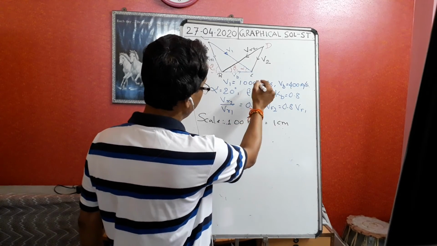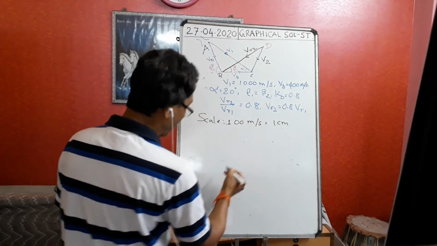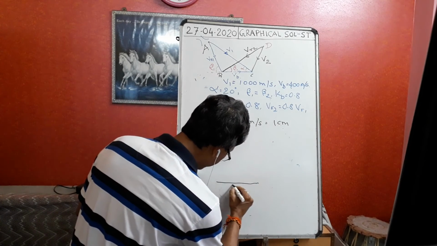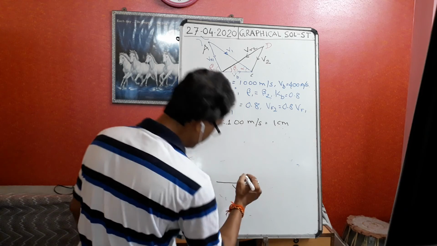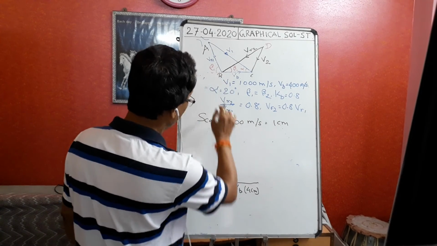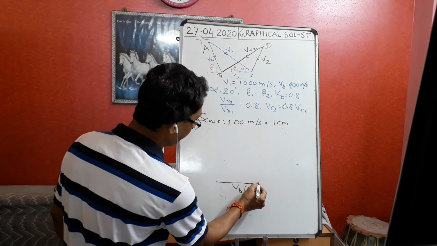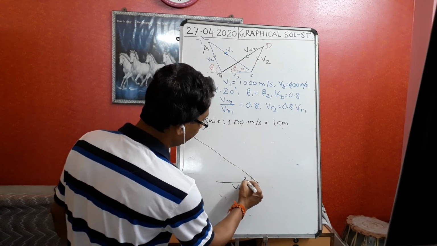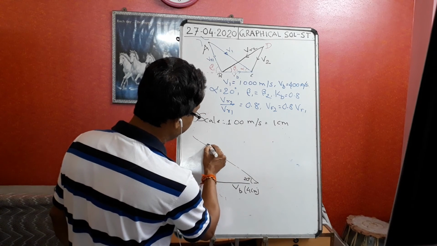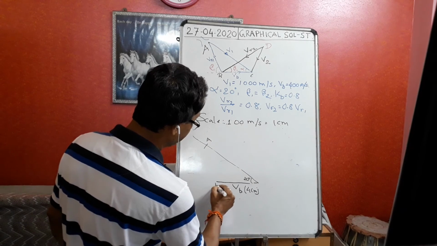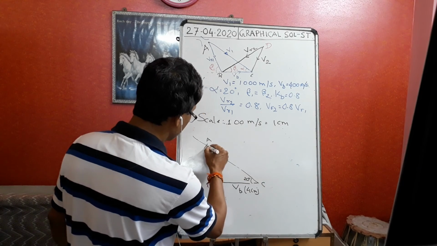So V1 will become 10 centimeter. I take one line, so this is my 4 centimeter VB. Then what is my alpha? 20 degree. I draw one line at 20 degree here, and from here I cut 10 centimeter. So this point is A and this point is B. I join it.